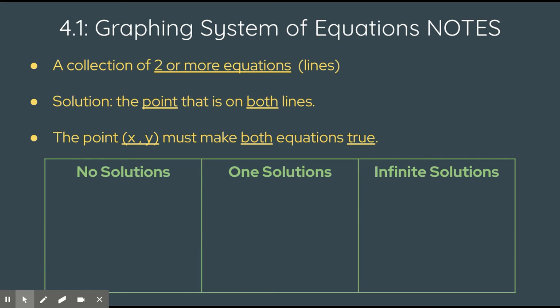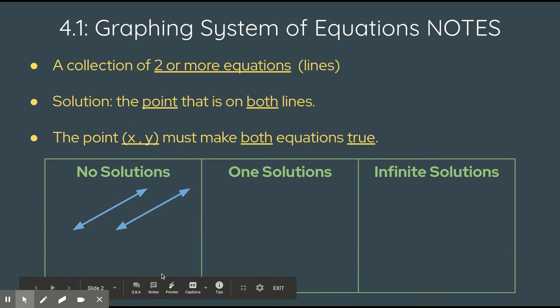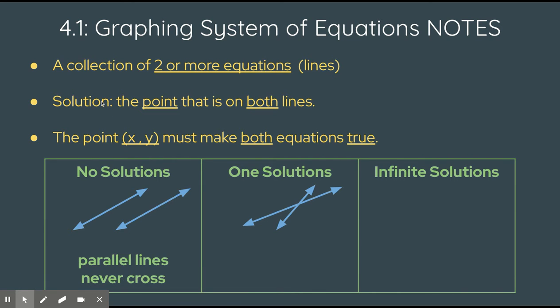There are three options you have here. We've seen these three things before: no solution, one solution, infinite solutions. No solutions means two lines that never cross, like this. That's parallel lines that never cross. One solution means that they intersect, which means they cross once. And that one point, wherever it's at, is your solution.